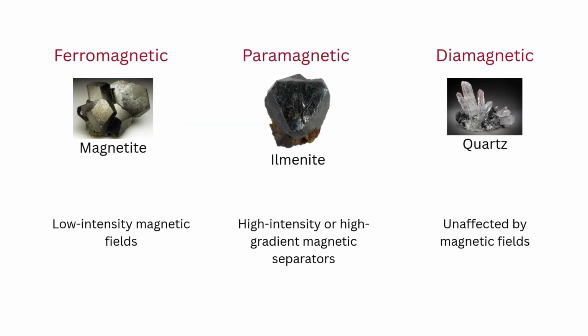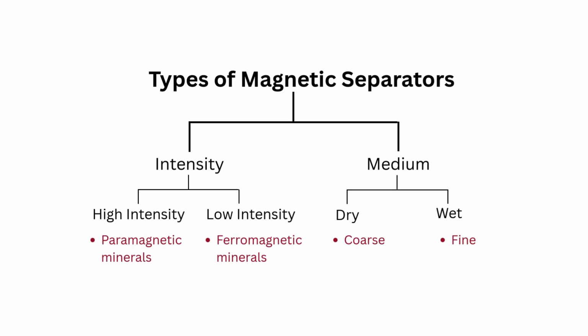Let me break it down. Strongly magnetic minerals like magnetite are easily separated using low-intensity magnetic fields. Weakly magnetic minerals, such as hematite or ilmenite, require high-intensity or high-gradient magnetic separators. And finally, non-magnetic minerals like quartz, feldspar, or calcite are unaffected by magnetic fields and simply pass through.